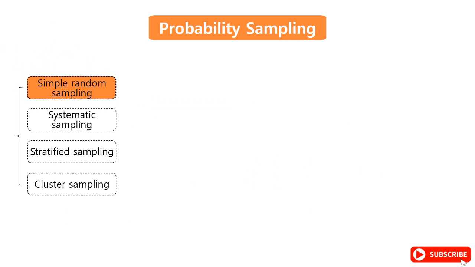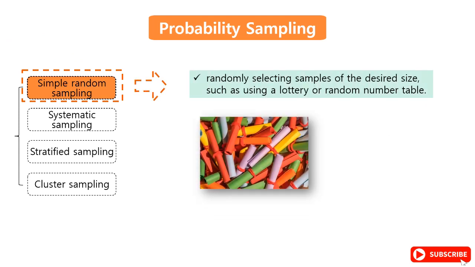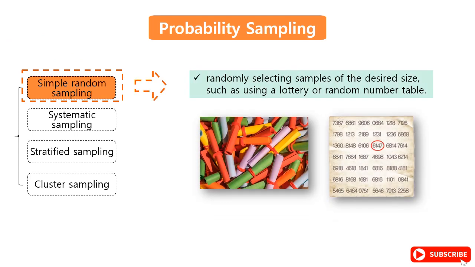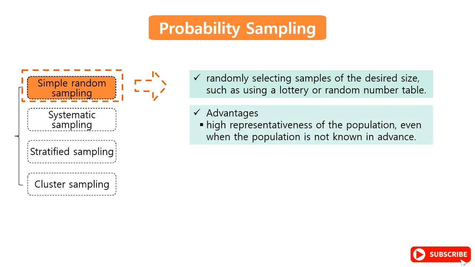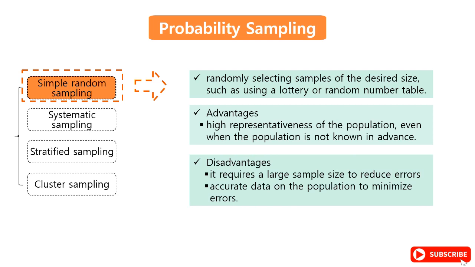First, probability sampling. Simple random sampling involves randomly selecting samples of the desired size, such as using a lottery or random number table. It has the advantage of high representativeness of the population, even when the population is not known in advance. However, it requires a large sample size to reduce errors and accurate data on the population to minimize errors.